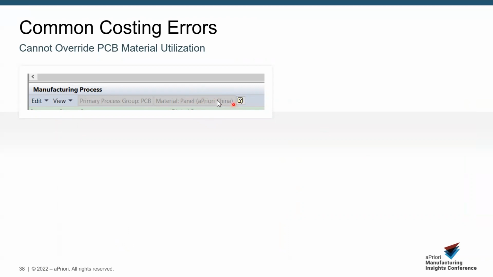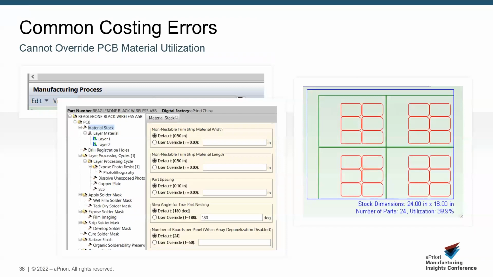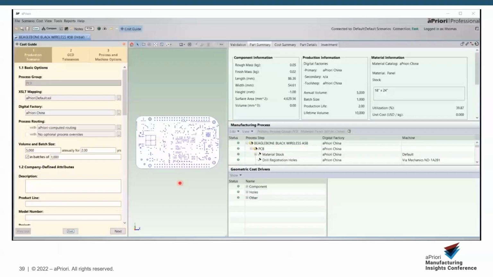If you're familiar with the sheet metal process group, or even machining, you know that you can click on the material selection and override aPriori's calculated utilization. But we don't have that ability with PCB. What you can do is utilize process setup options to change the spacing allowance. So let me show an example of that. I think that's better shown with an example.